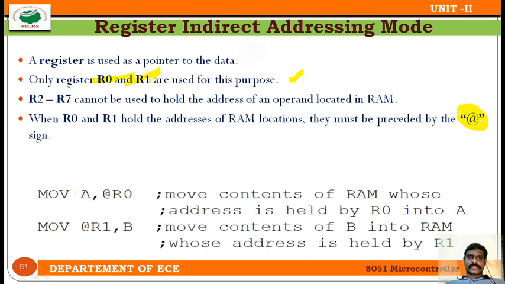So if you take an example, MOV A, @R0: move the content of the RAM whose address is held by R0 into A. Similarly, MOV @R1, B: move the content of B into the RAM whose address is held by R1. So these are examples of register indirect addressing mode.